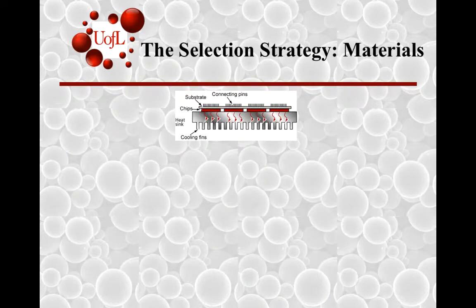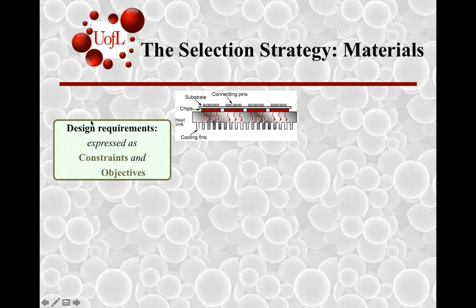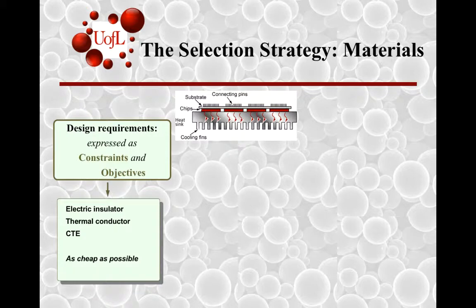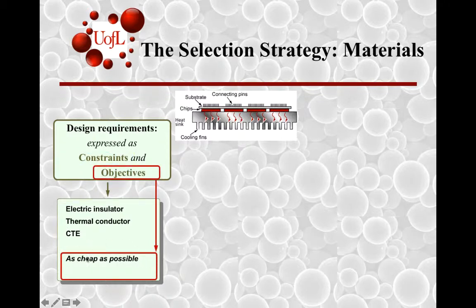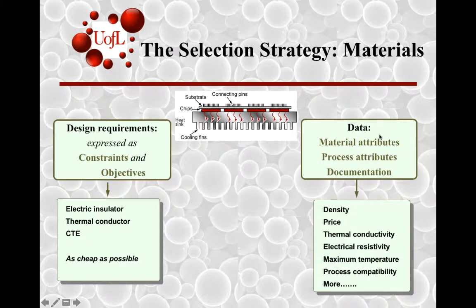So for the selection strategy, we have seen that the design requirements should be expressed as constraints and objectives to deal with those four steps. And the kinds of constraints can be electrical, thermal, CTE, and things like that. Objectives can be to make it as cheap as possible. For instance, it could be making it as light as possible or having the highest operating temperature as possible. So if you go into the database, whether it's a handbook, whether it's talking to people, or going into CES itself, there will be a vast pool of information.